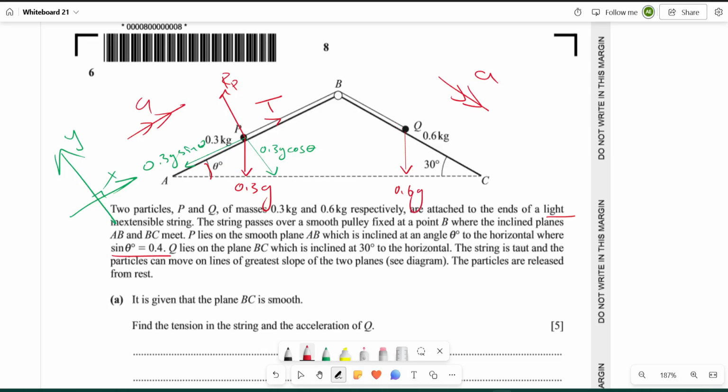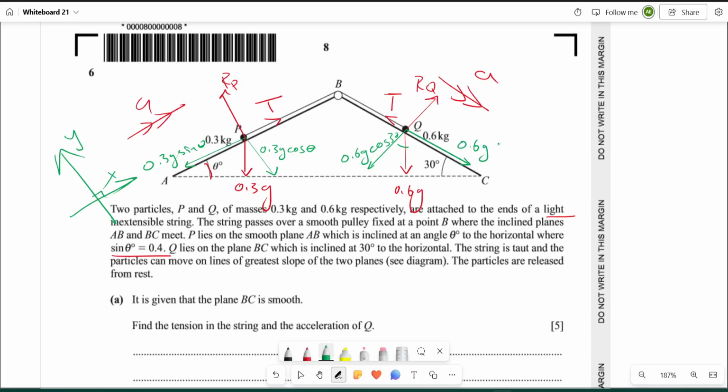Tension is also over this side, and we're going to have the normal reaction R Q. Do we have any friction? No, so we just straight away resolve the weight into two components: one in the y, 0.6 g cosine 30, because this angle is 30, and one down the slope, which is 0.6 g sine 30. Sorry, sine 30. This angle is 30.